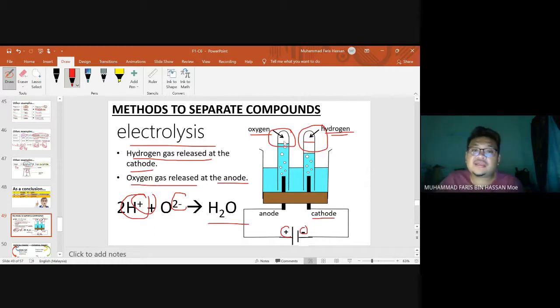Actually, the amount of hydrogen collected here is about 2 times compared to the amount of oxygen. It is because the component of water consists of 2 atoms of hydrogen and only 1 atom of oxygen. That's why the oxygen is only half of the hydrogen collected here. Okay.